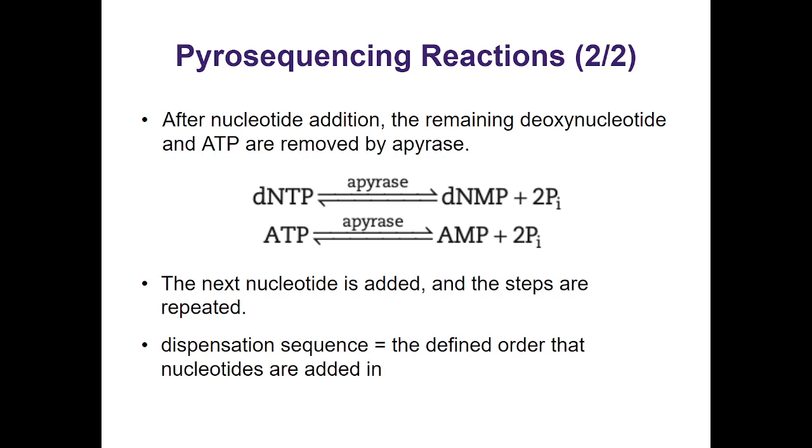The dispensation sequence is the defined order that the nucleotides are going to be added in. This is important to actually understand what you'll be adding when, because if you mislabel, then you will have the wrong sequencing, right? Okay. Anybody have any questions about that? Did that make sense?